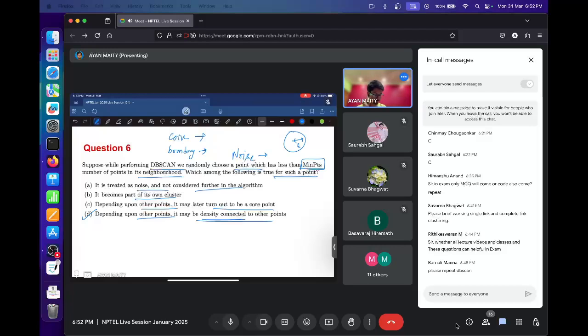neighborhood. So based on these definitions of these three types of points, option D is the correct answer, that even though that given point has less than MinPts number of points in its neighborhood, if there is a core point, it might turn out to be a density connected point or a boundary point later on. But we cannot directly say that it is a noise point, which is given in option A, because if there is at least one core point in its neighborhood, then it would become a boundary point or density connected point.